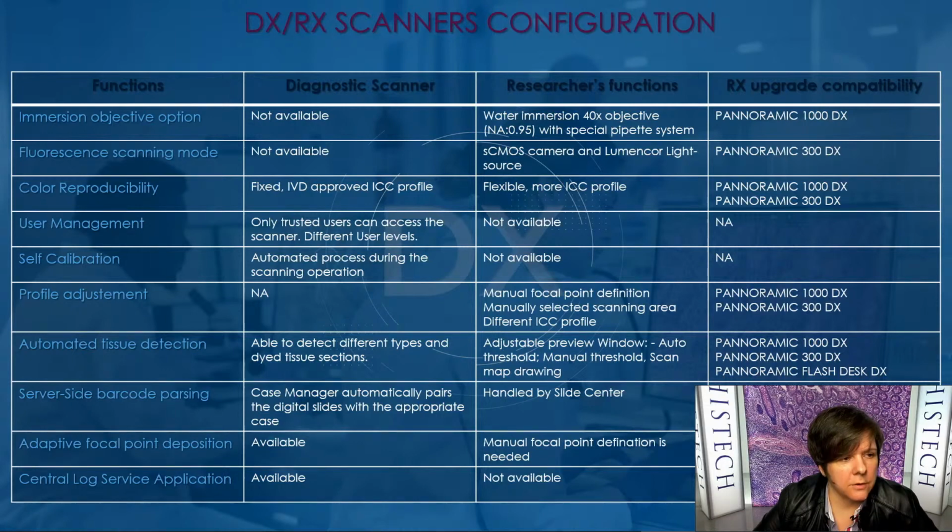The automated tissue detection is available with the diagnostic scanner software, while the research scanner software uses a different threshold method for defining the tissue area. The user can select a scanning area manually, and the adaptive focal point deposition is also available only with the diagnostic scanner software. The research scanner software uses manual focal point definition, which can help to scan difficult slides.